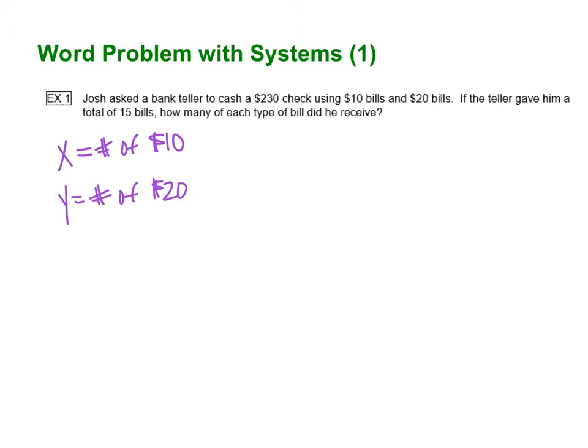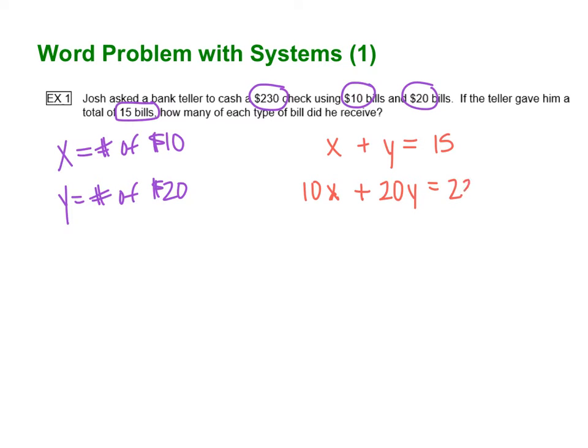Okay, so first, he's given 15 bills total. So if you take the number of $10 bills plus the number of $20 bills, it's going to equal 15. So there's one equation. Now we need another equation that uses all of these dollar amounts. It's a total of $230 using $10 bills and $20 bills. So it's $10 for every $10 bill. In addition to that, he has $20 for every $20 bill, giving him a total of $230. So there's our second equation.